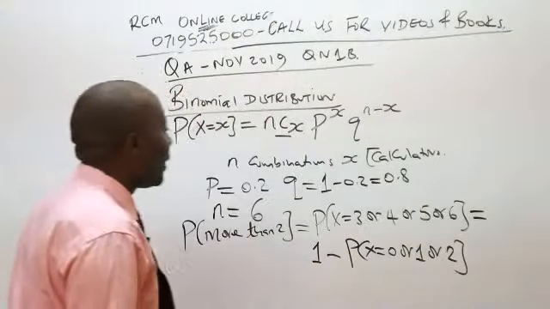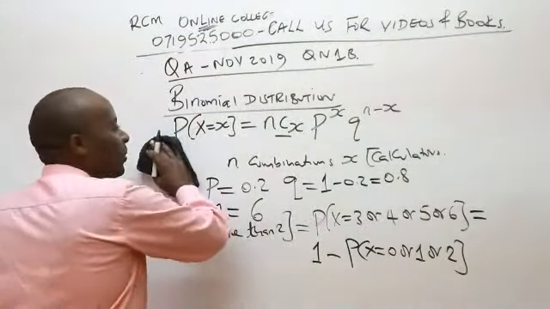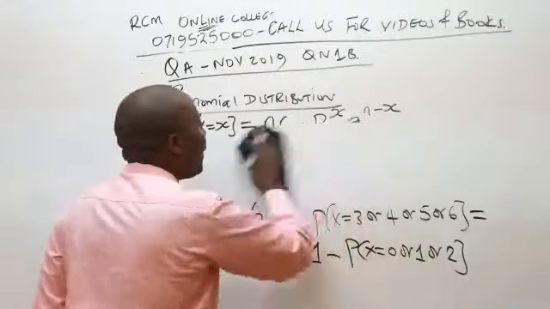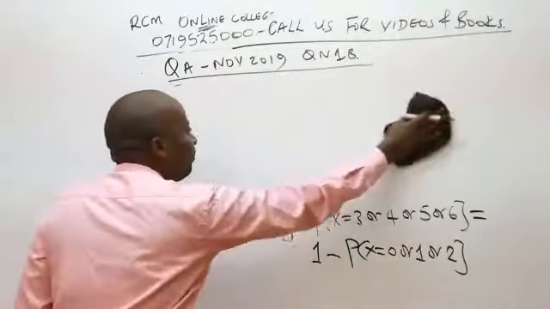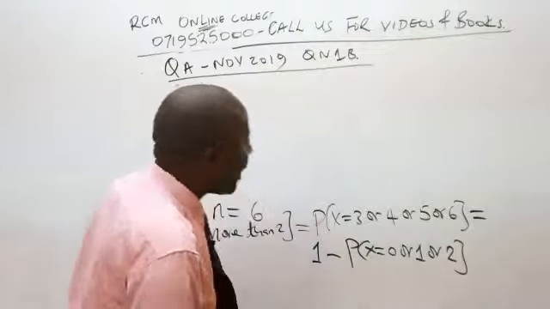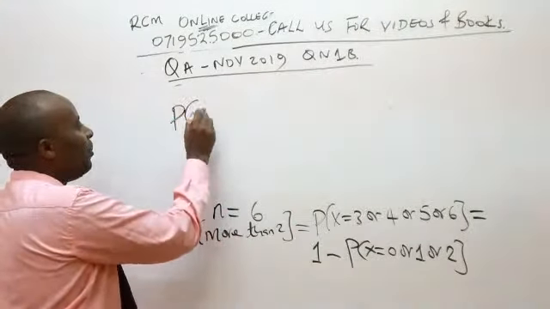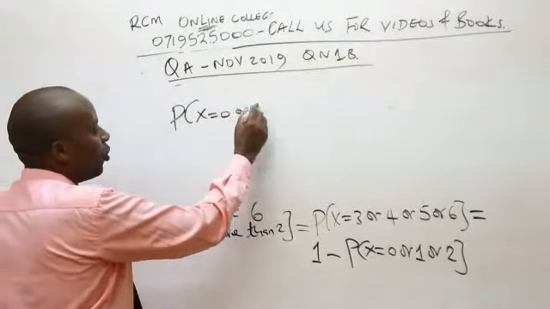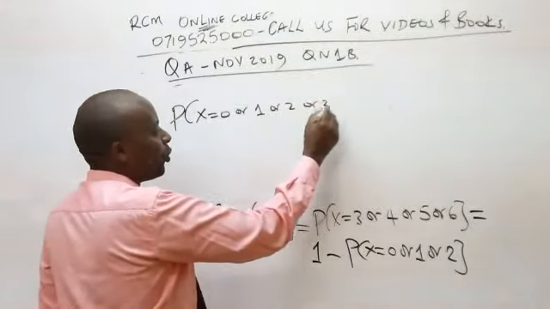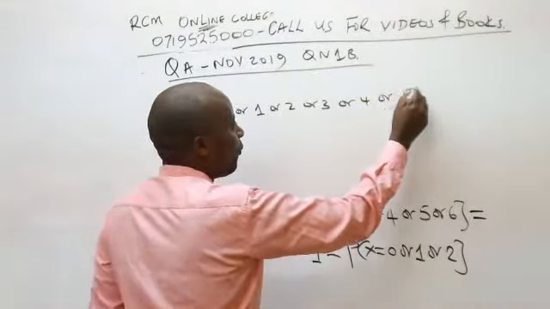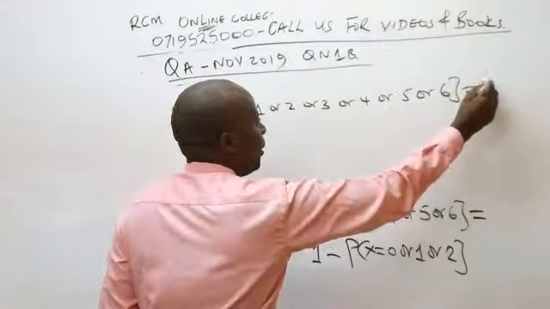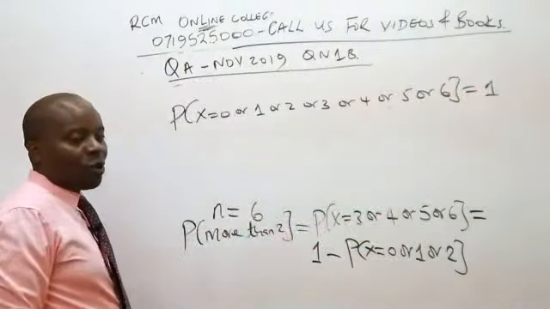Let me make this clearer. To have the entire sample space, the entire sample space here is the probability of X being equal to 0, or 1, or 2, or 3, or 4, or 5, or 6, which will be equal to what here, somebody? Which will be equal to 1.